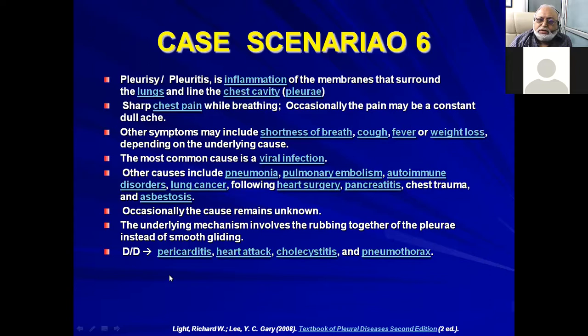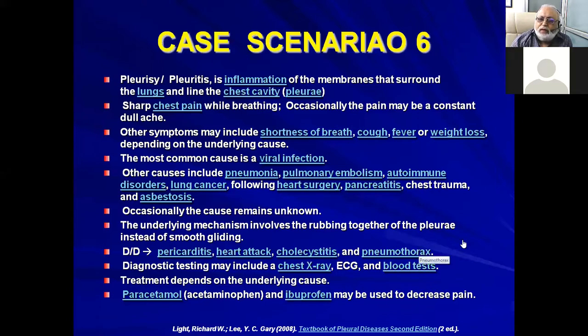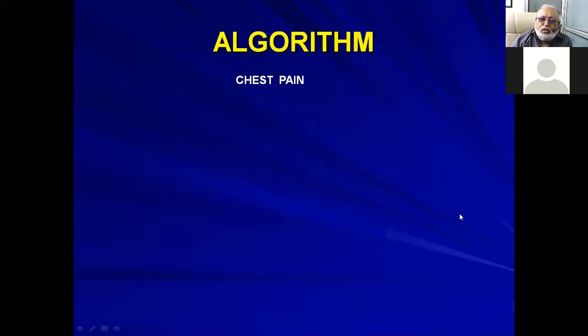Of course, we have to differentiate it from pericarditis, acute MI, cholecystitis, and pneumothorax. You do a chest X-ray, ECG, and the routine blood tests, and treatment depends on the underlying cause. And just to relieve pain, you can give either paracetamol or an ibuprofen tablet. Then later on, incentive spirometry is recommended to encourage the expansion of the lung to its normal levels.